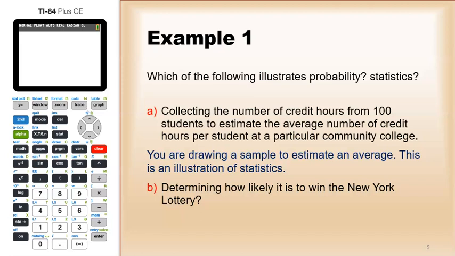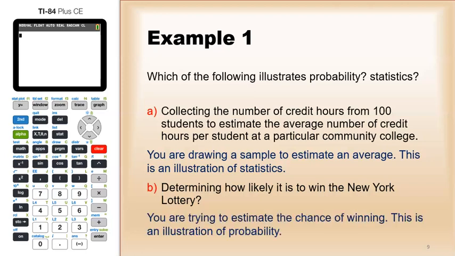Suppose you want to determine how likely it is to win the New York lottery. In this case, we know all the possibilities. So we're trying to estimate the chance of winning. This is an illustration of probability.